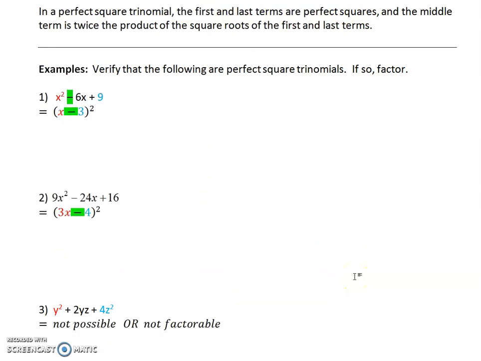Okay, so that was a lesson on how to factor those 3 major formulas that we had learned, which is the difference of squares and 2 perfect square trinomials.